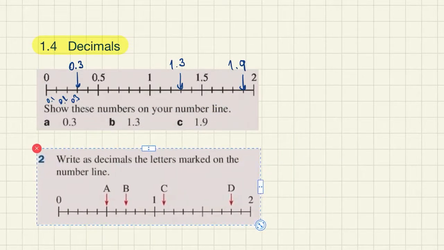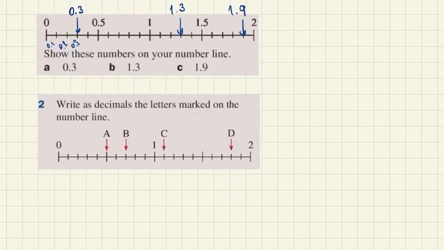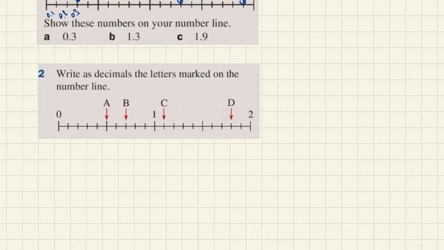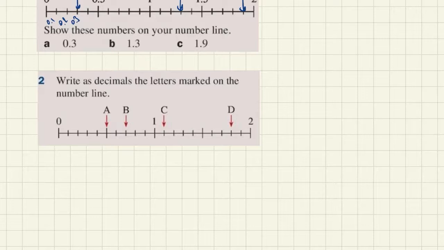And this next exercise is kind of an opposite of what we just did. Here we have to write as decimals the letters marked on the number line. So we already have a letter on the number line, and we have to say what kind of number this letter refers to. So first we go A.